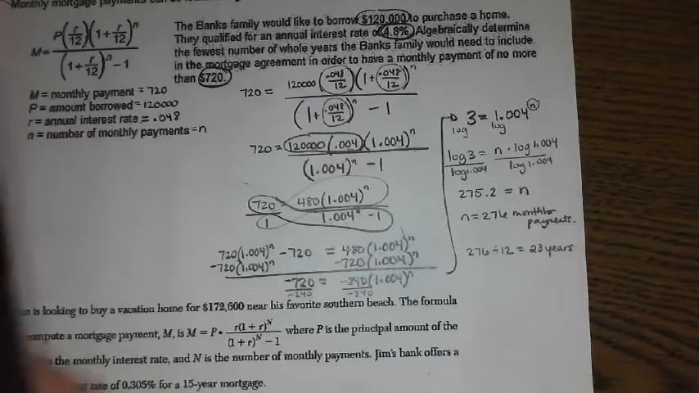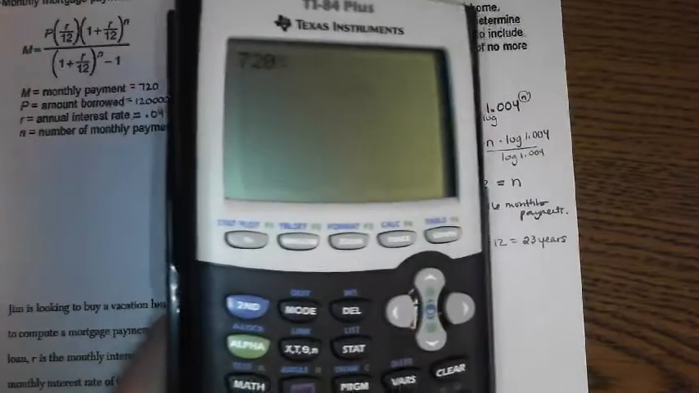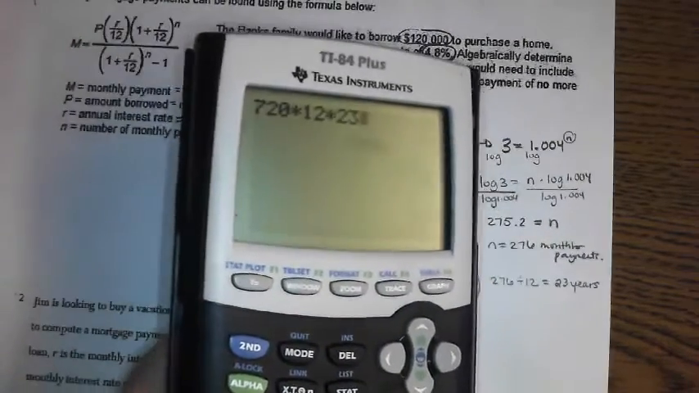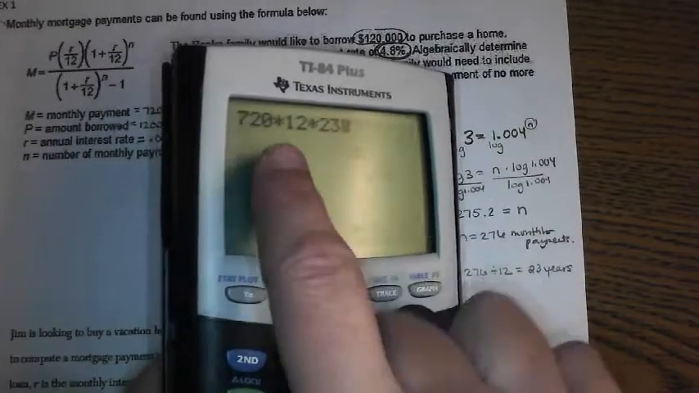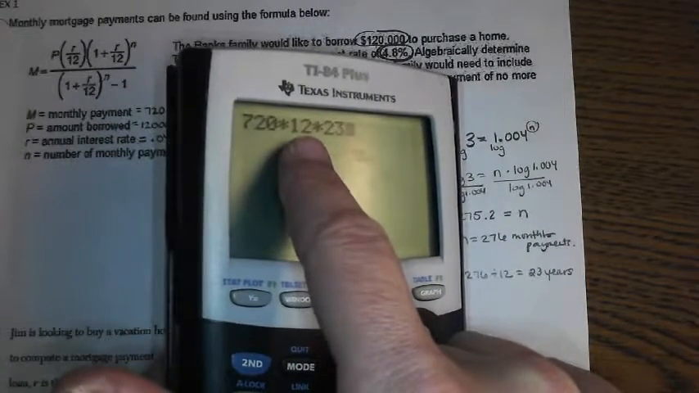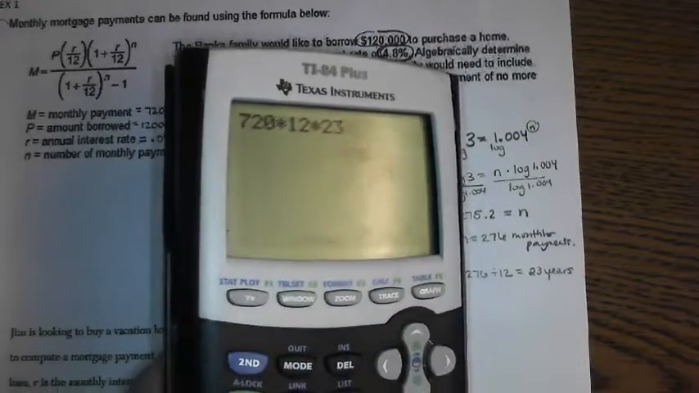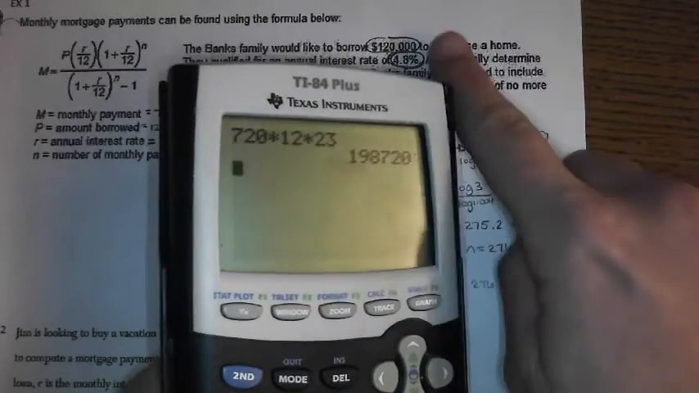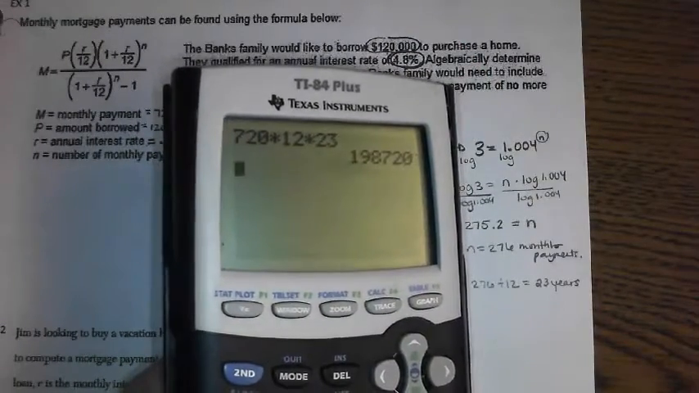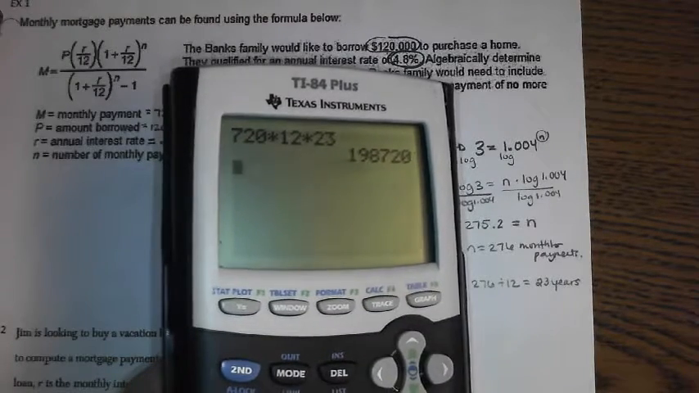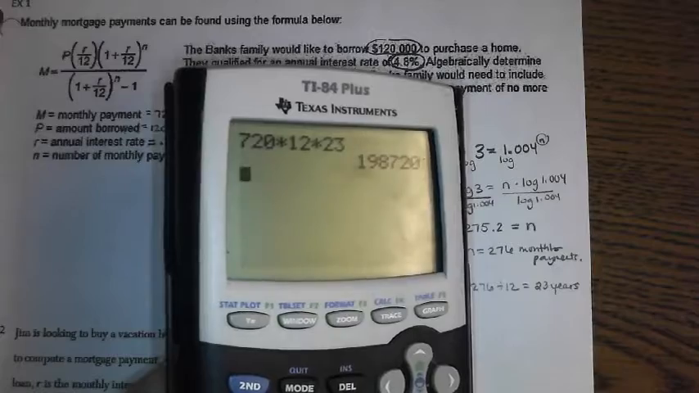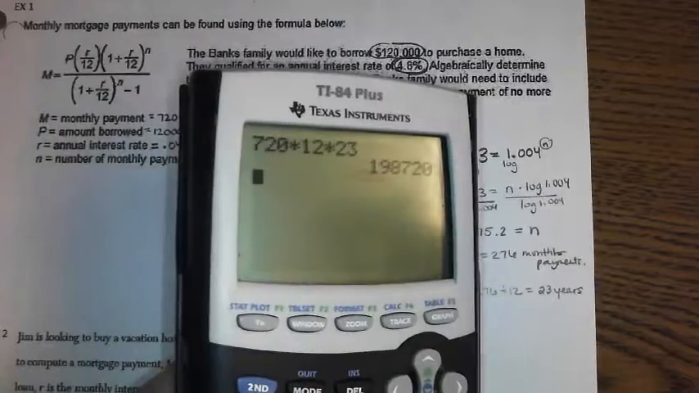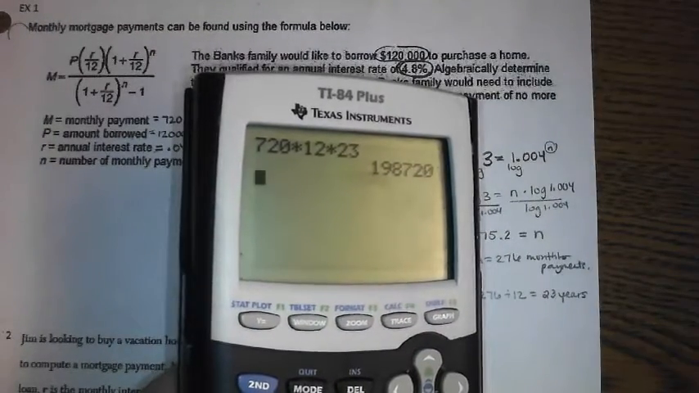Now, by the way, your monthly payment was $720, and you're doing that for 12 months for 23 years. This is just more of a, do you understand how this whole thing works? You're making $720 payments times 12, so that would be your yearly payment, times 23 years, and you're paying $198,720. How is that possible if you only borrowed $120,000? Why did that happen? Interest, right. So you're paying the $120,000 for the house, but you're paying an additional $78,720 to the bank for the luxury of them loaning you the money. And that's just how it works.